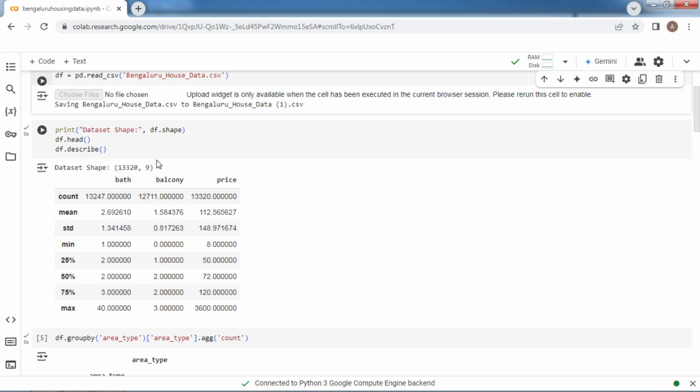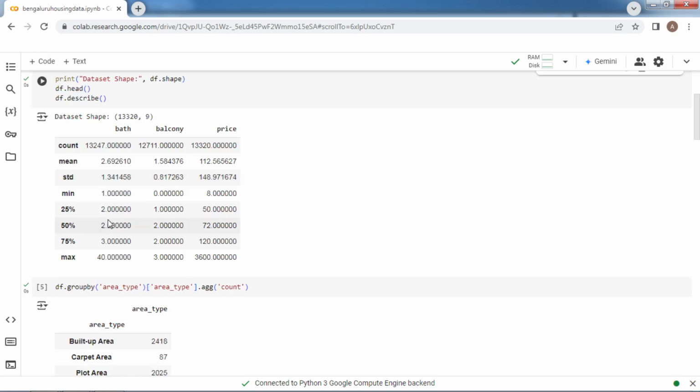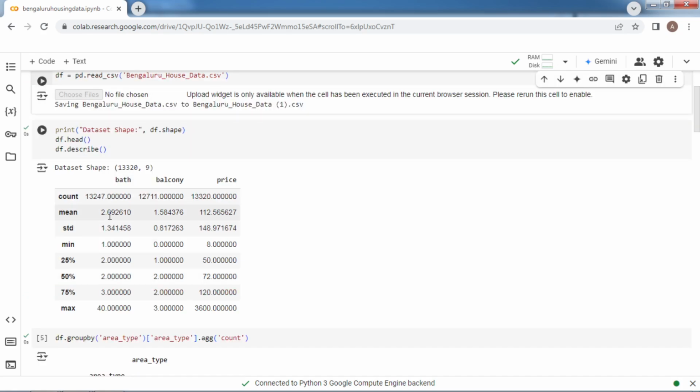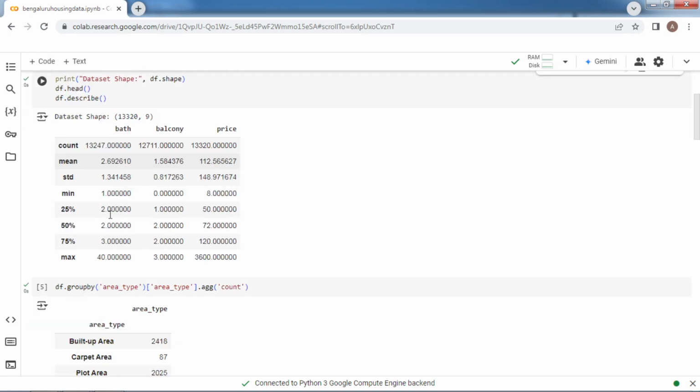So as you can see, there are 9 rows and 13,320 columns. And now further we will be inspecting other cleaning operations. So this was all about it. See you in the next part.